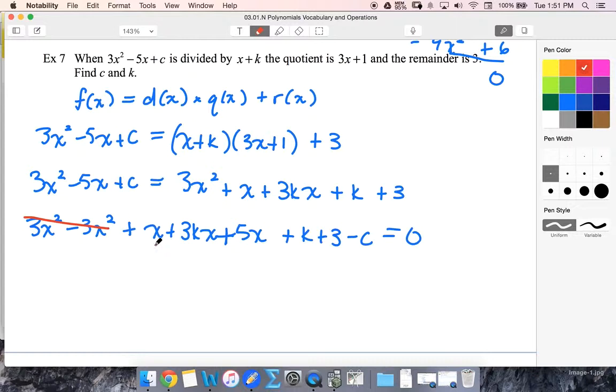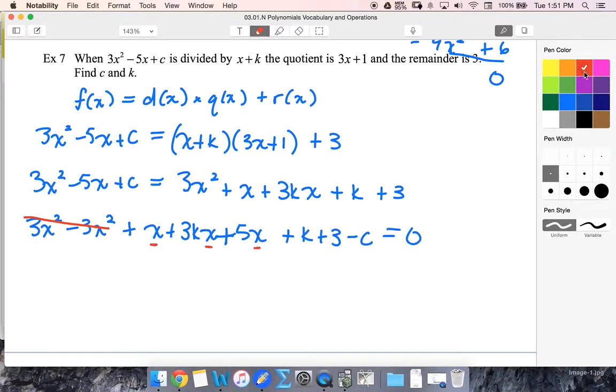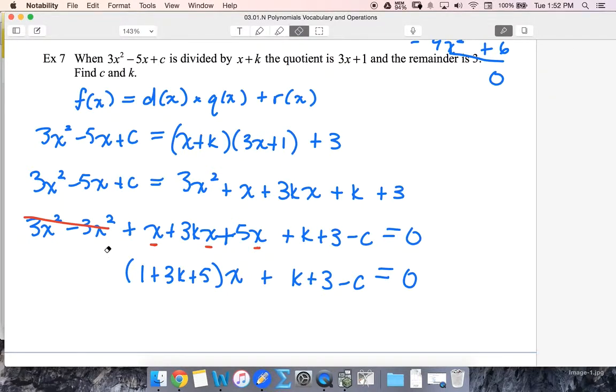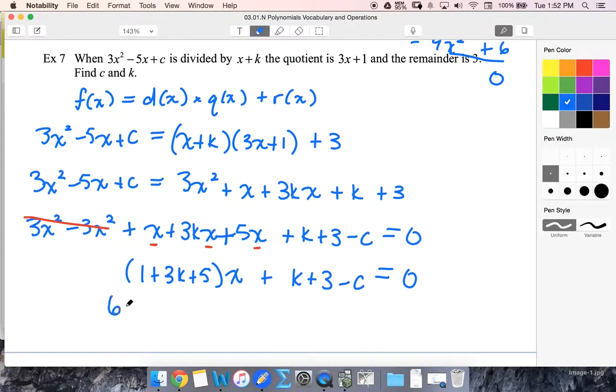So let's factor out an x from these. That means I'm going to have 1 plus 3k plus 5 x's. And then I also have k plus 3 minus c. Since this equals 0, I have to have no x terms and no constant terms. So this is going to be 6 plus 3k has to equal 0. Well, looking at that, k has to be negative 2.